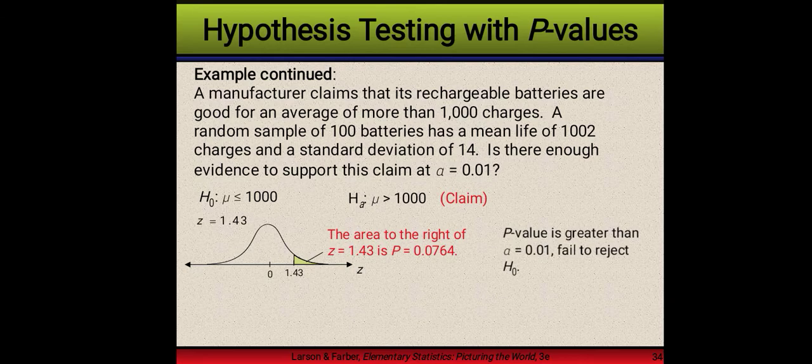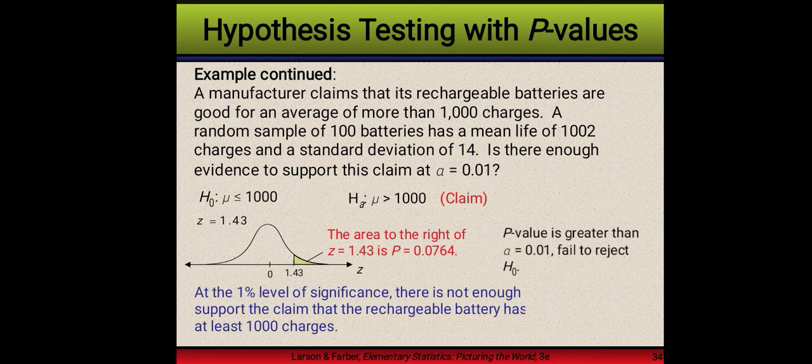At the 1% level of significance, there is not enough evidence to support the claim that the rechargeable battery has an average life of at least 1000 charges. So it is fail to reject.